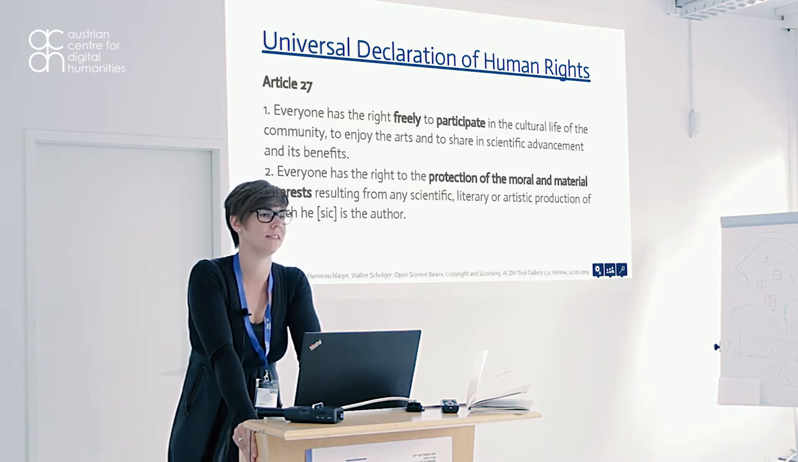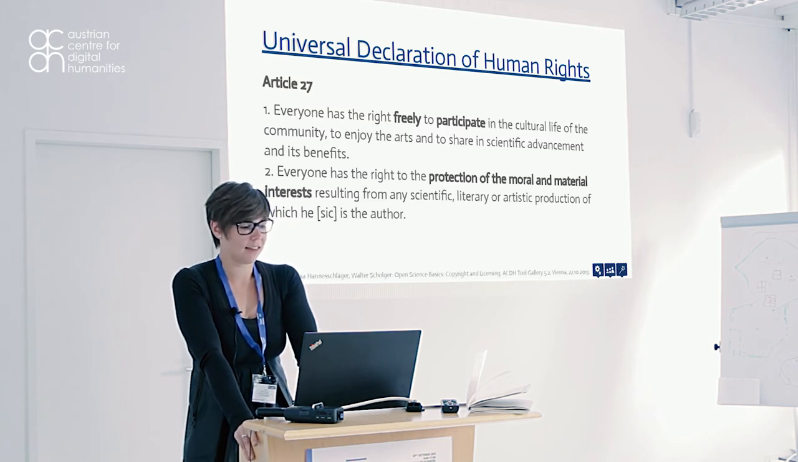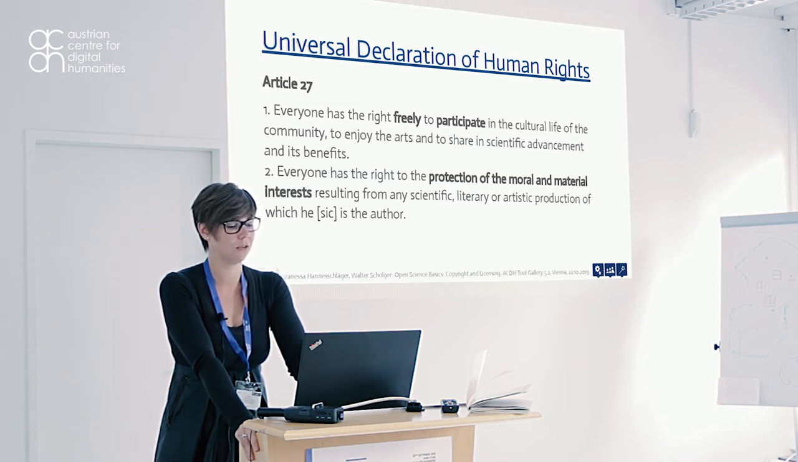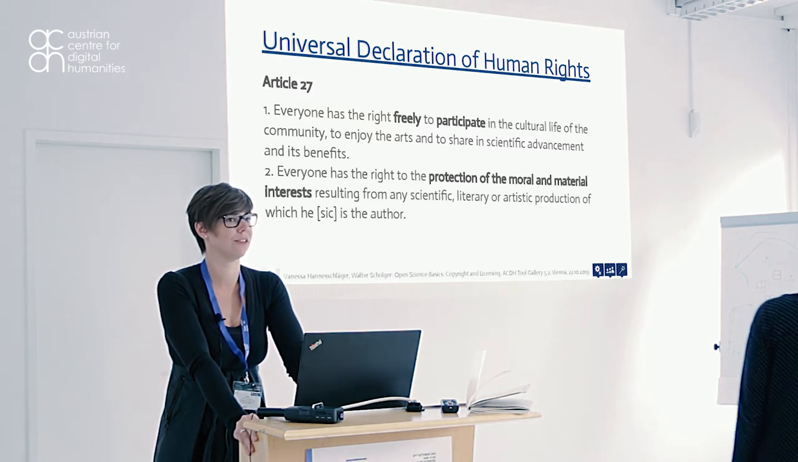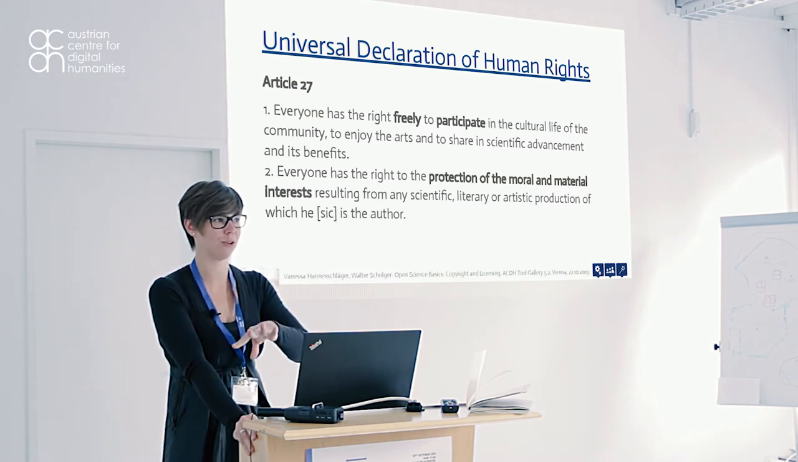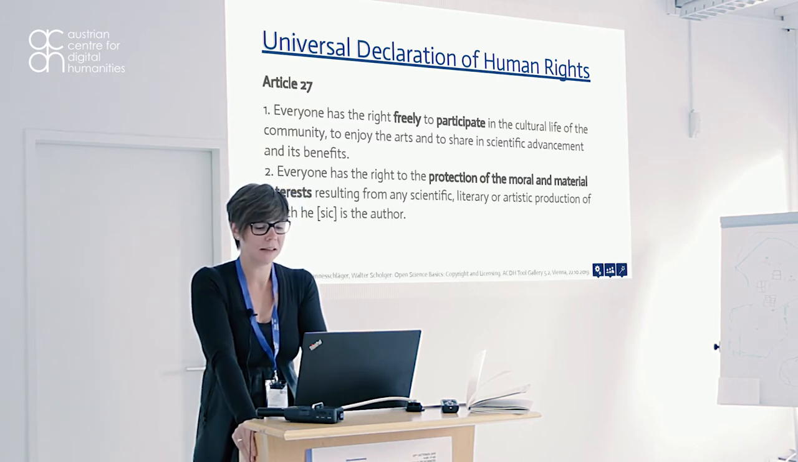But, and there is always that but, then there is part two of Article 27, and that says that everyone also has the right to the protection of the moral and material interests that result from any scientific, literary, or artistic production of which they are the author. So there, copyright comes into play. So on the one hand, you have the protection of the community or of the users or of the recipients of a cultural creation. And if I say cultural creation, of course, I mean a scientific creation as well, especially in the context of the humanities.